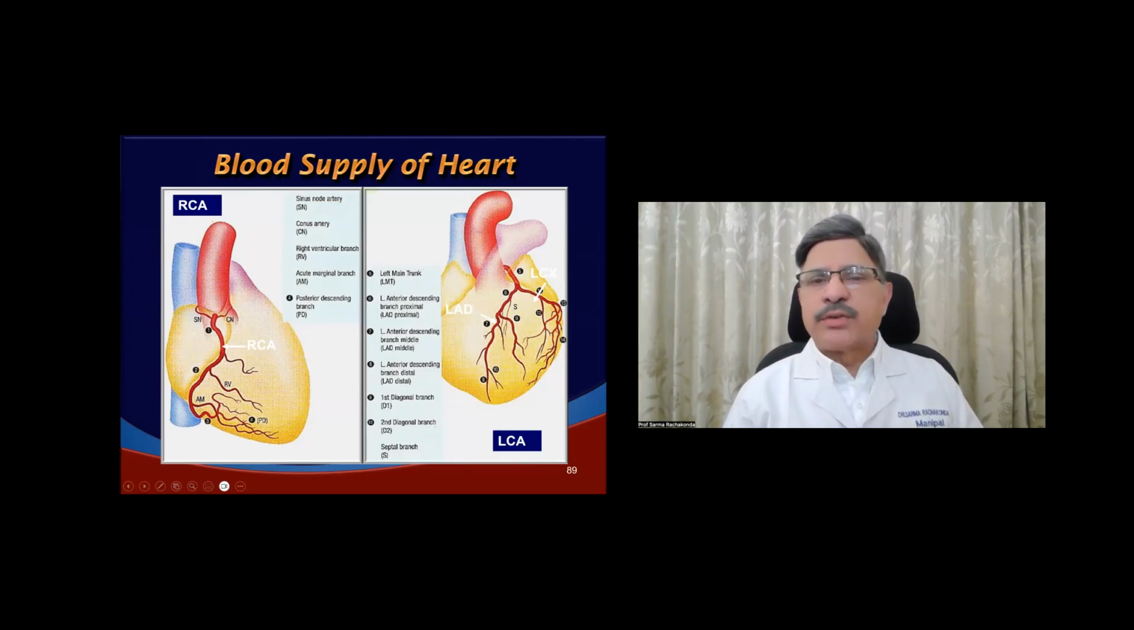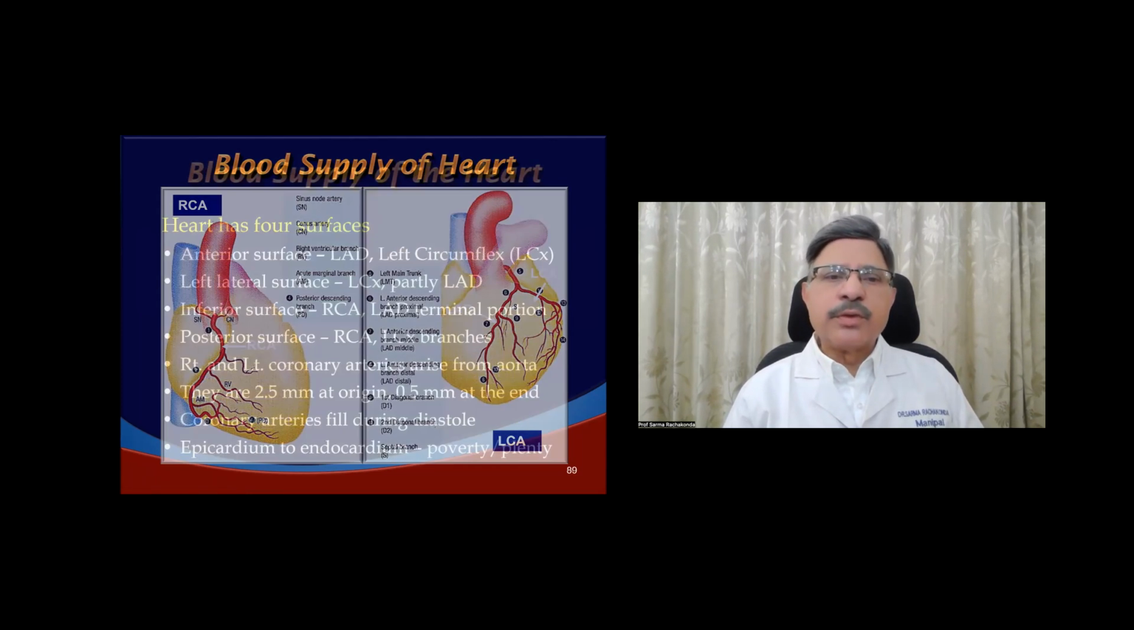When you go to the left side, the left main trunk, left main disease is dangerous because it occludes both circulations. So LCX is on one side and LAD on the other side. You have the septal branch here and also the left descending branches, first diagonal branch, second diagonal branch, like that. This is the LCX there, and there they go onto the lateral and the posterior surface.